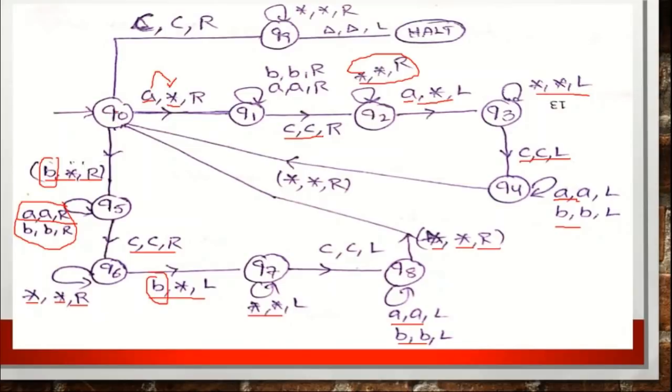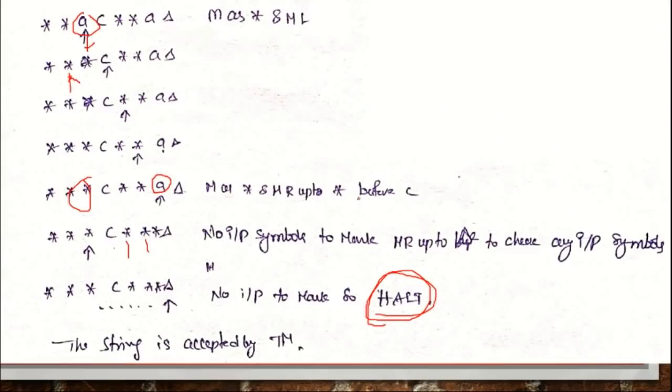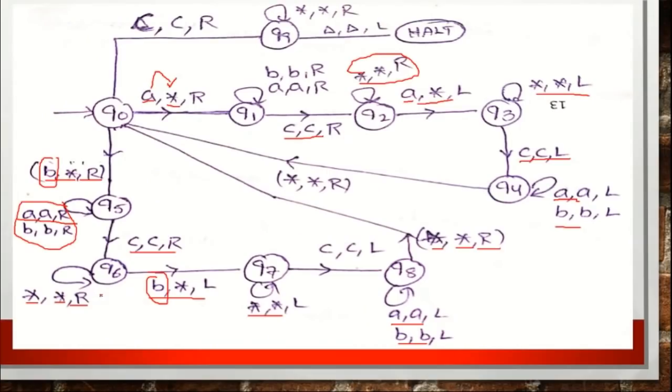After that, in case there were no input symbols, in case we are directly reading a C, that is the last case. After going back and moving left, if we see a star immediately, that means there were no input symbols left to perform the marking. Then we go to halt, that means accepted. For that purpose we consider the transition.